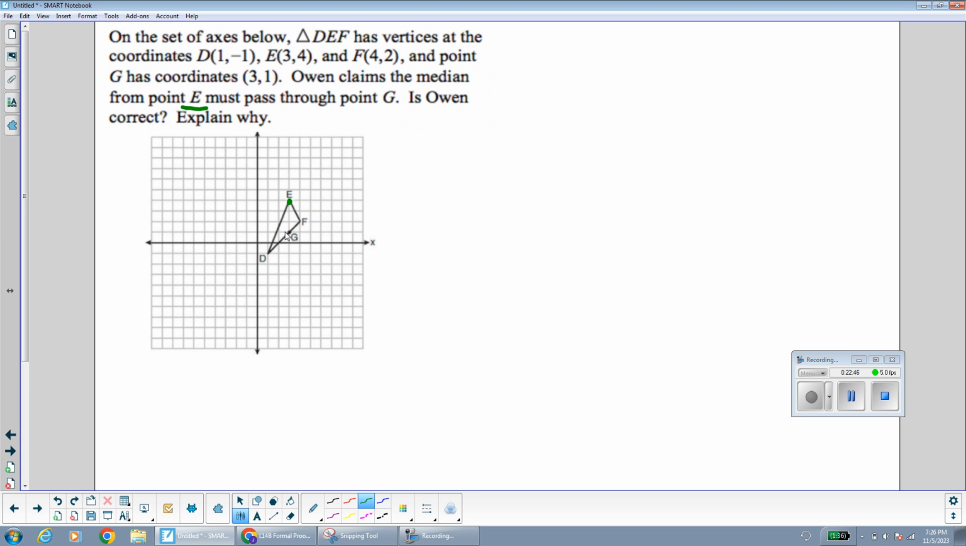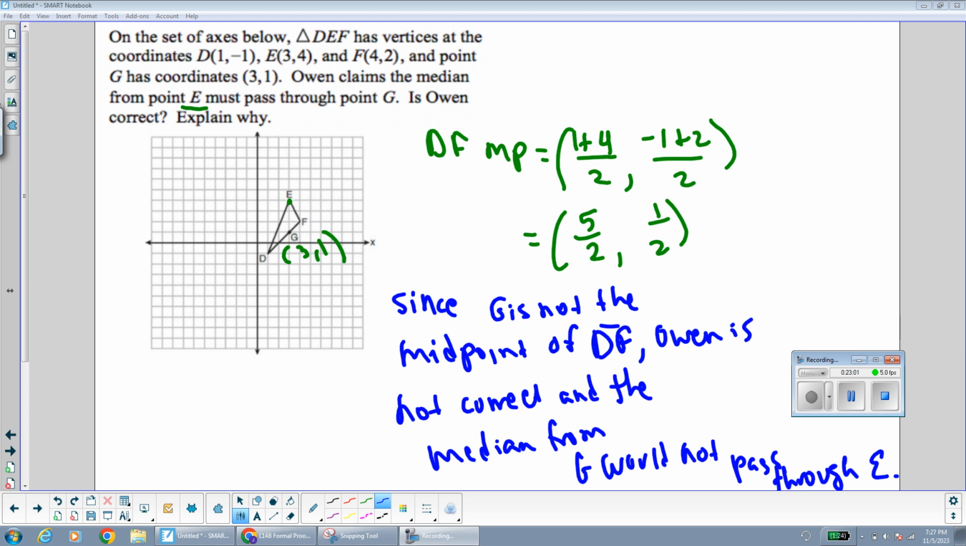So what we're verifying is whether or not G is the midpoint of side DF. And that will tell us if we have a median or not, if the median needs to pass through point G or not. So right now, I'm just going to find the midpoint of side DF. As you can see here, when I found the midpoint of DF, it was the point (5/2, 1/2). It was not G, which has the coordinates (3, 1).